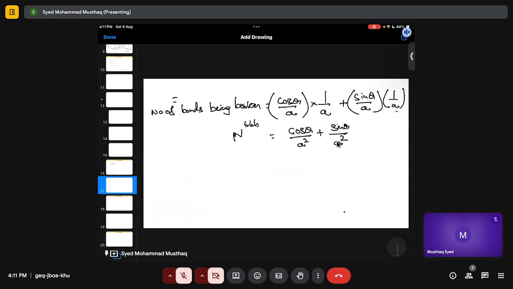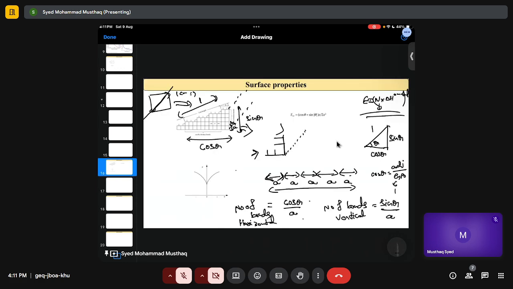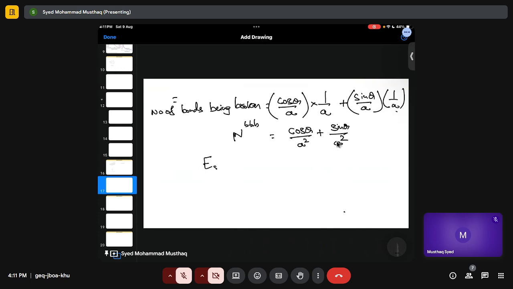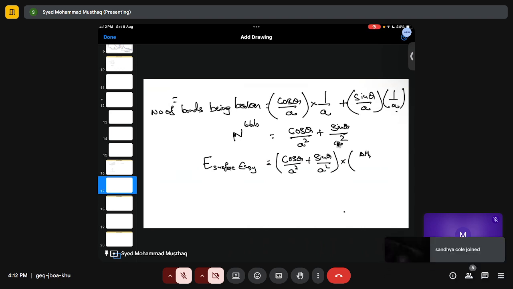Now moving on to this formula. So the total energy, the surface energy, will be cos theta upon A square plus sin theta upon A square times delta H for one bond upon 2. Right?